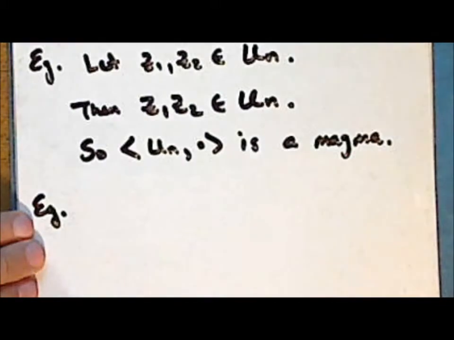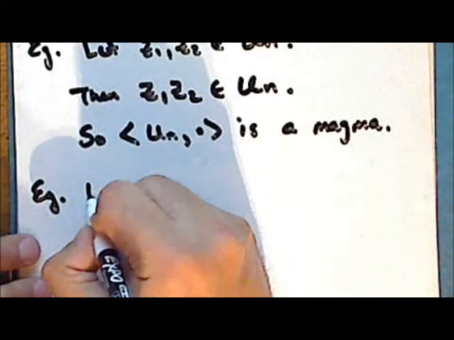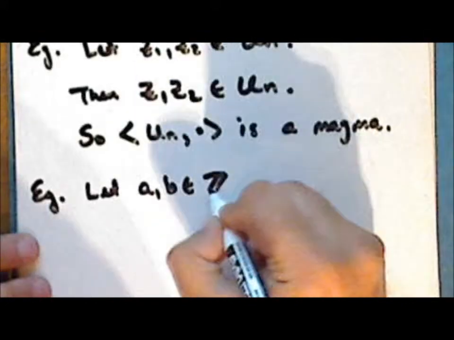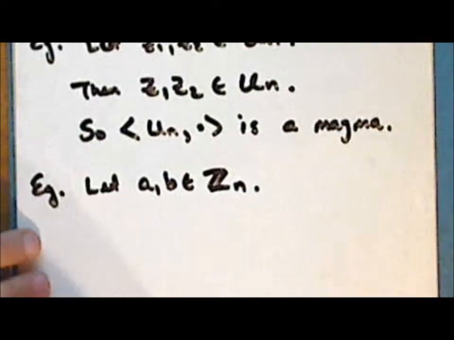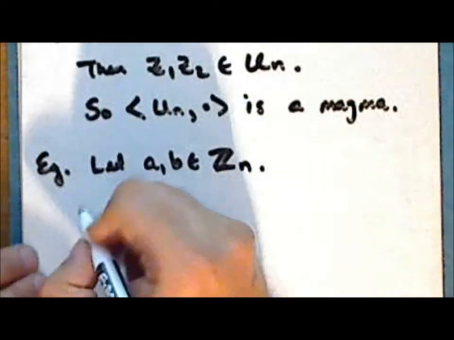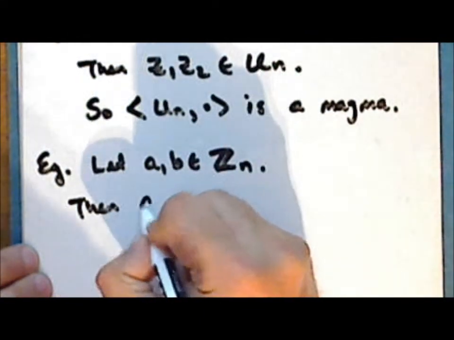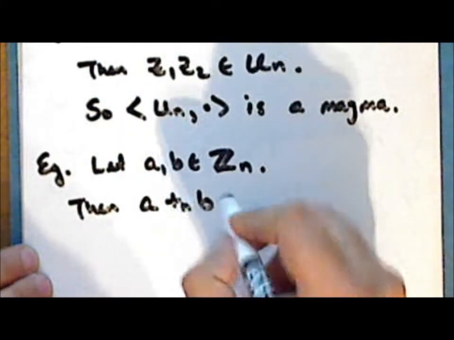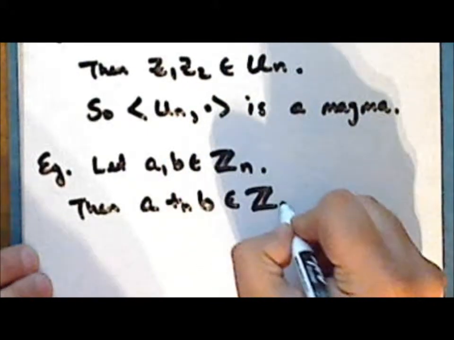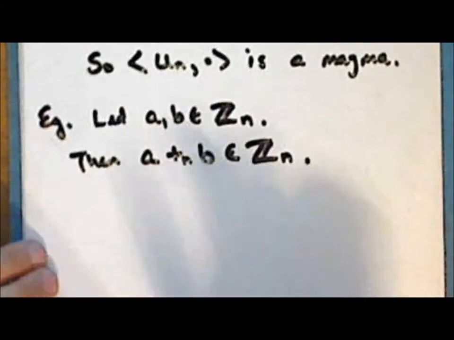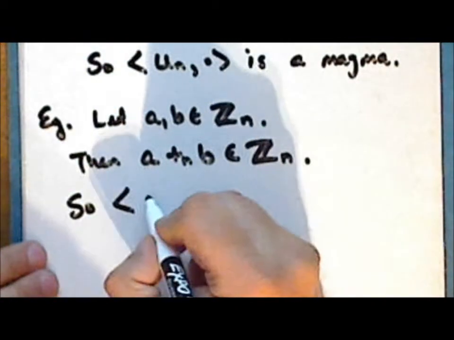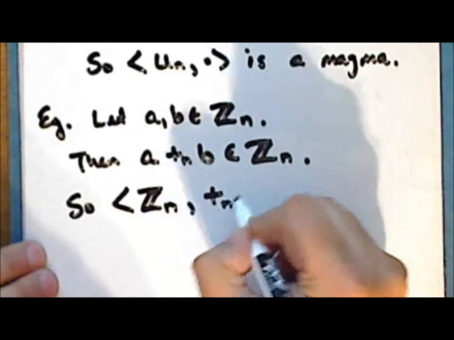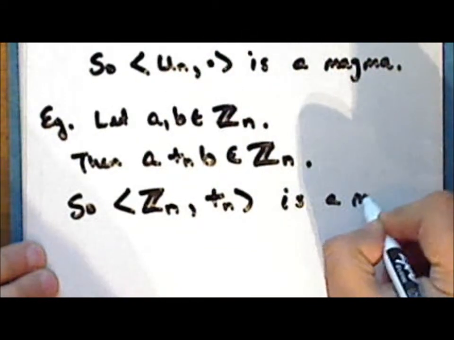And the final example that we'll look at today, let a and b be elements of the set of integers modulo n. Then, as we have seen previously, the sum modulo n, a plus b modulo n, is once again an integer modulo n. And so the structure consisting of the set of integers modulo n, together with addition modulo n, is a magma.